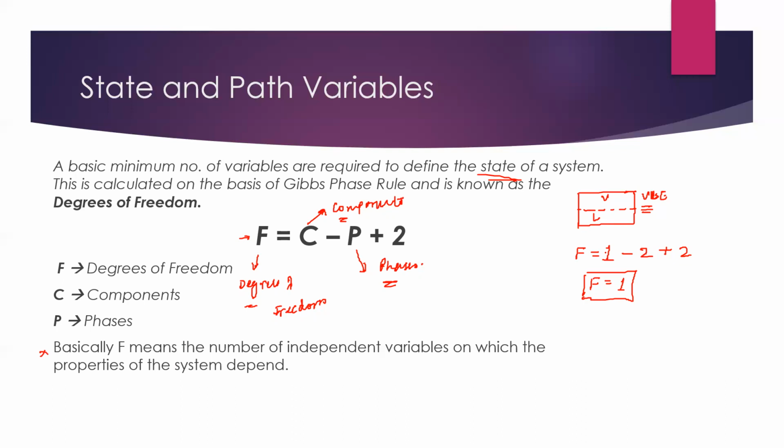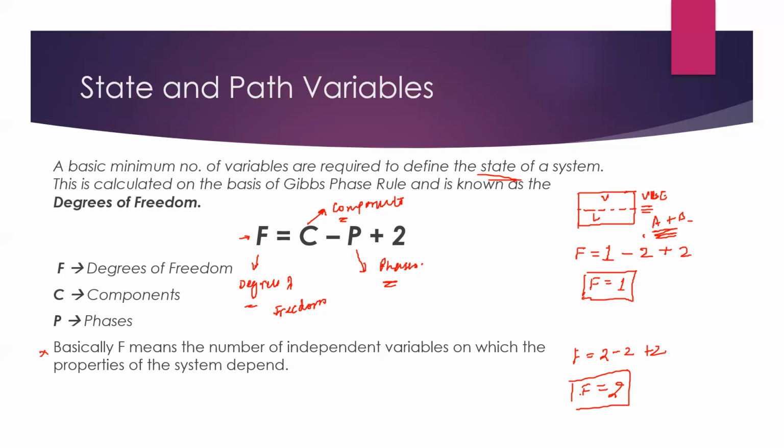Then similarly, let's say you have a mixture. Let's say in vapor liquid equilibrium, you have a mixture of A and B, a mixture of two components, A and B. So you have two components, two phases, and again plus 2. So you get F equals 2. So here you will require the pressure as well as some other variable.